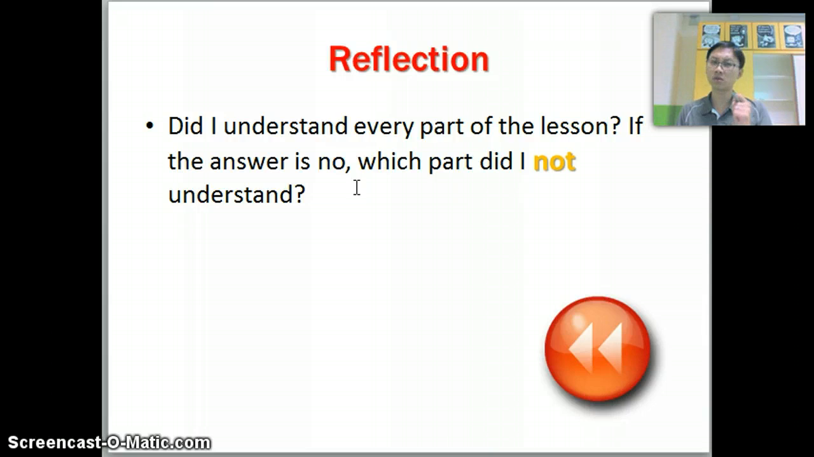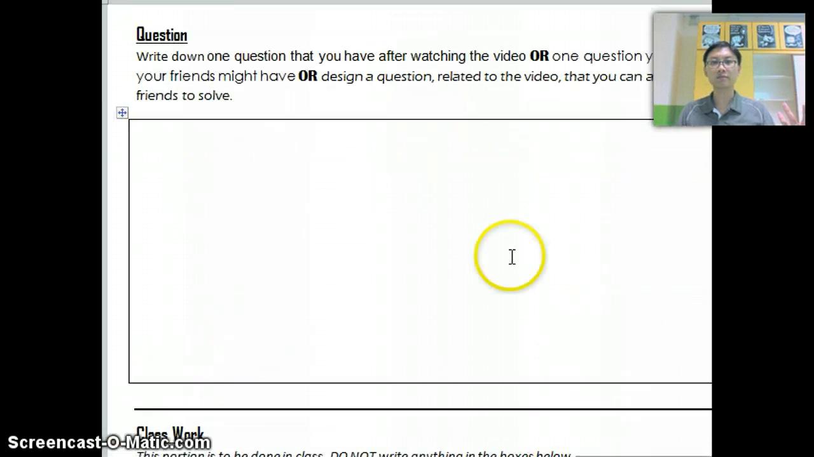If you're still not so sure, your answer is no, you did not understand every part of the lesson. Ask yourself which part you don't understand. Is it area? Is it perimeter? Or is it all? Whatever part you did not understand, write it down in your question here. And then come to class, let's thrash it out, work it out so that we all understand together.